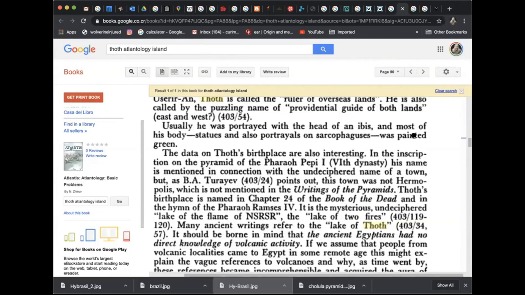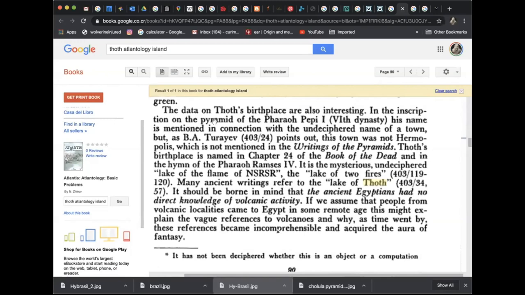All right. Now it says here, the data on Thoth's birthplace are also interesting. In the inscription on the pyramid of the pharaoh Pepi I of the 6th dynasty, his name is mentioned in connection with the undeciphered name of a town, but B. A. Turayev points out this town was not Hermopolis, which is not mentioned in the writings of the pyramids. Thoth's birthplace is named in chapter 24 of the Book of the Dead and in the hymn of the pharaoh Ramses the 4th. So go look this up. It is the mysterious, undeciphered Lake of the Flame of NSRS.